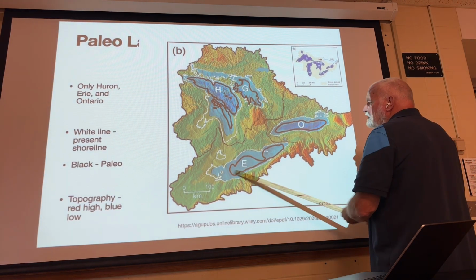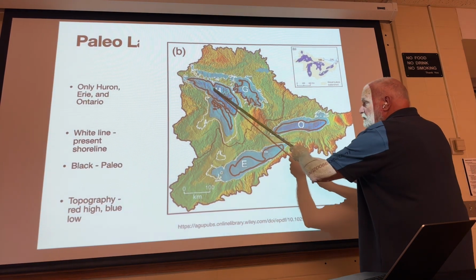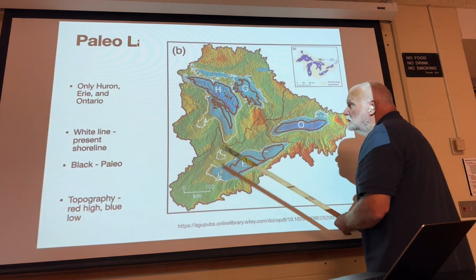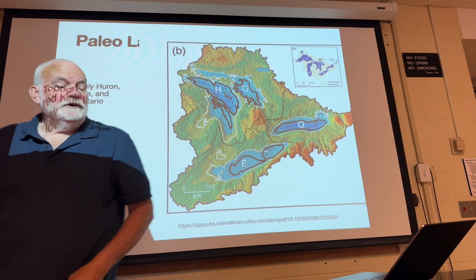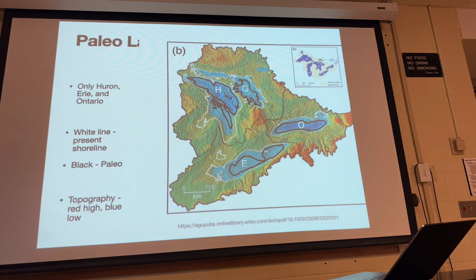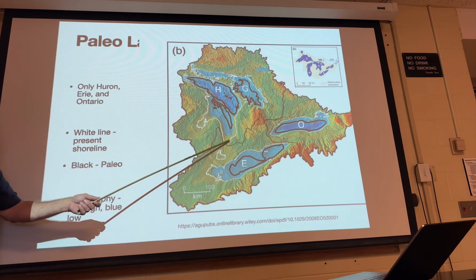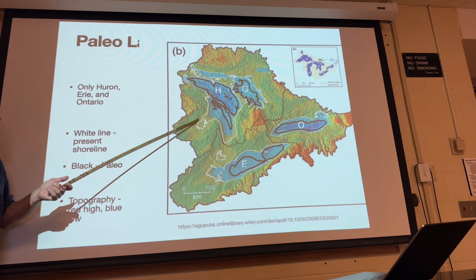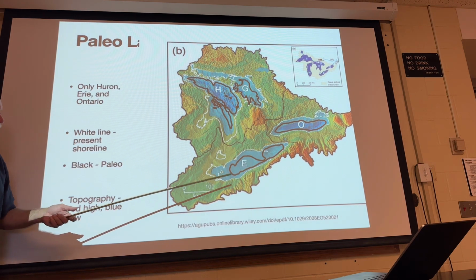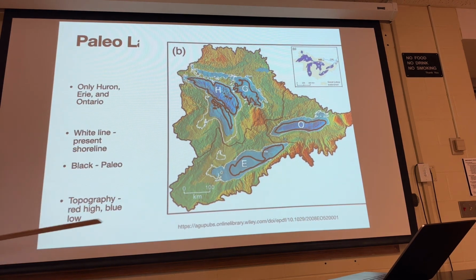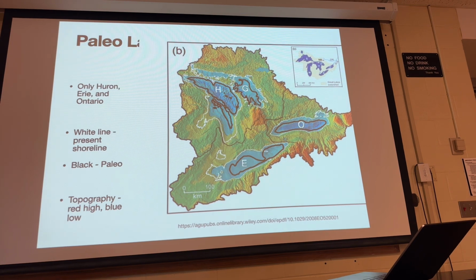And so here's this topography. We're going to zoom in on Lake Huron here for a minute. We've missed the Michigan and Superior. The white line is the present shoreline. So in other words, if this was a satellite image, we would see this as water, and we would see the topography. The black lines are where it was at some point, at that low point.